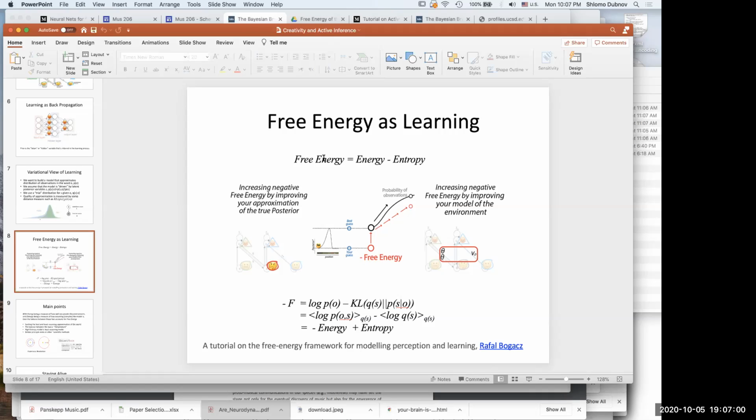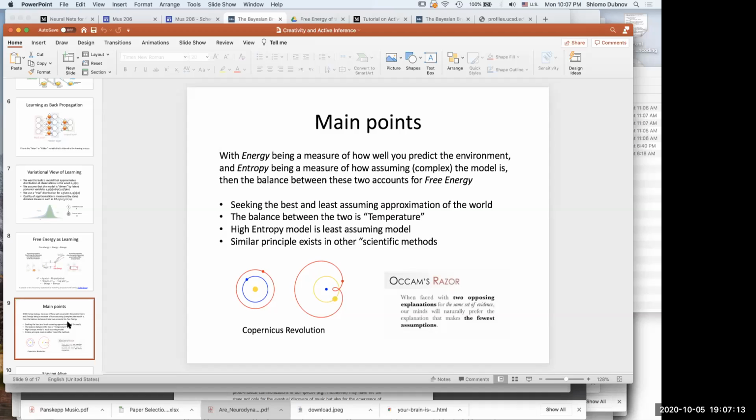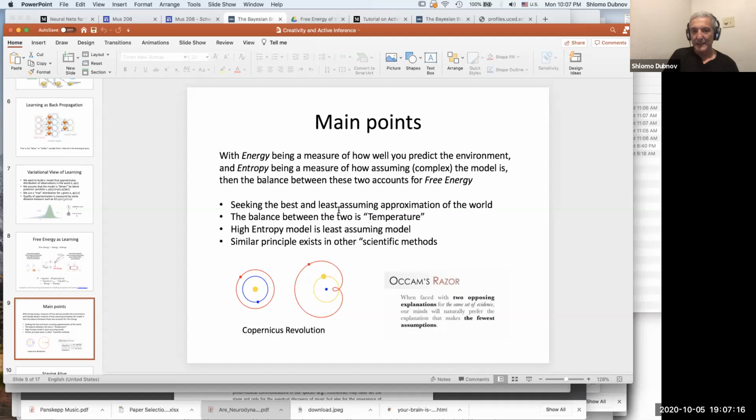I understand entropy as like the level of complexity, but not in the way that I think this is talking about entropy. No, I think it is. Let me jump to the next slide and continue your question. So you think about two things: if energy is how well you predict something, then your model is trying to find the best explanation for the world, but you also want to think about entropy in the sense that you want the simplest or the least assuming approximation of the world.